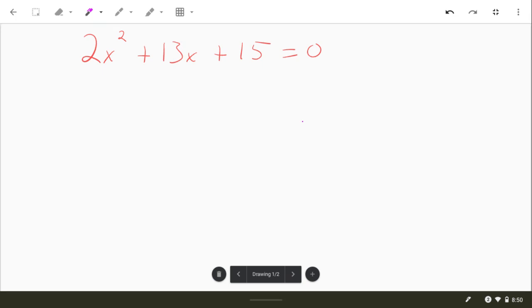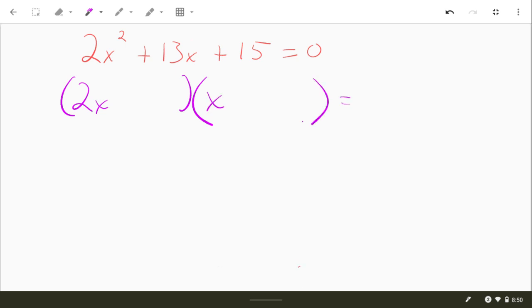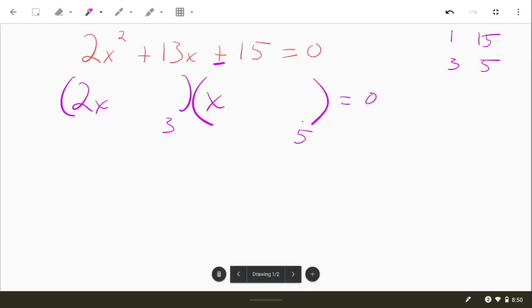All right, so it starts with a 2x squared, so I know that the factored form has to be a 2x and an x, equals 0. And then these numbers right here and here are going to have to multiply to give us 15. So it's either a 1 and 15 or a 3 and a 5. It's probably a 3 and a 5. Let me try the 3 here and the 5 there. Oh yeah, by the way, it's the same signs because it's a plus 15 and they're both positive. So I'll do plus plus.